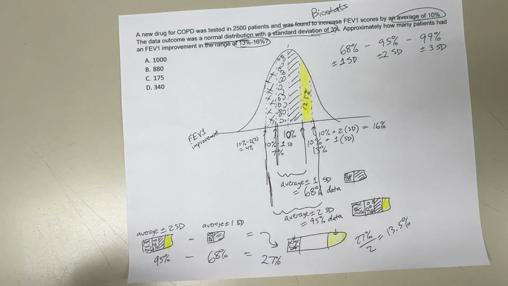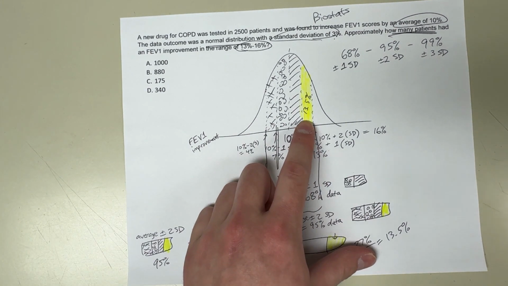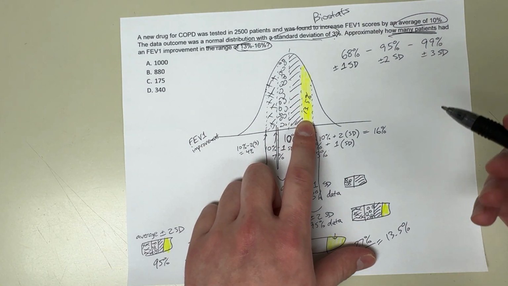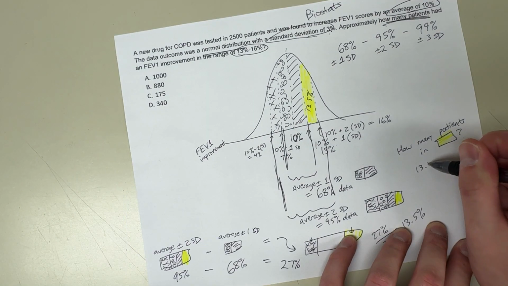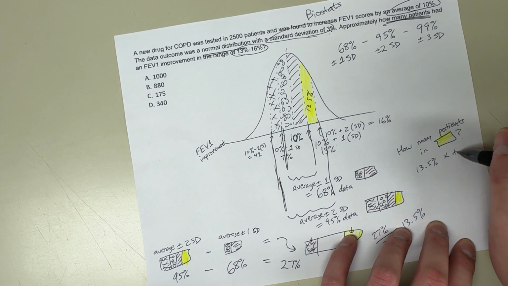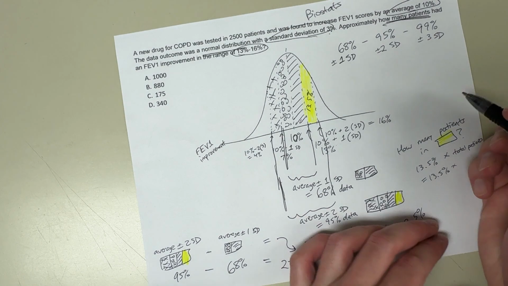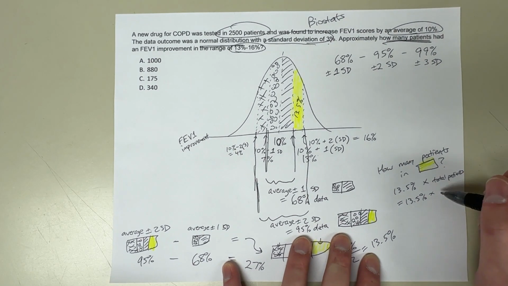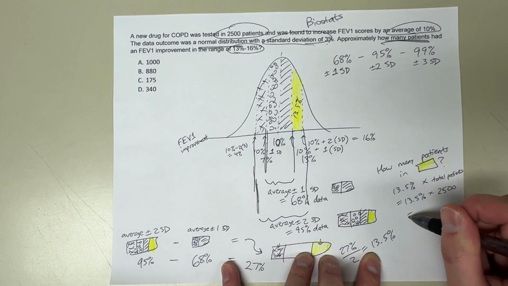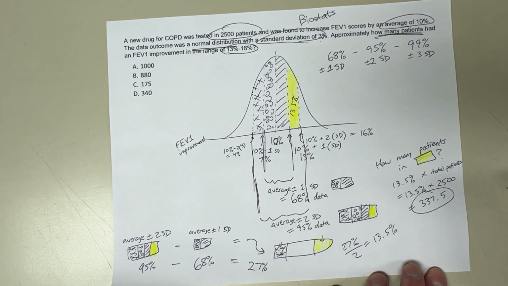But realize that that's not the final answer, because they're asking how many patients, and we have the amount of data, the amount of patients in this range. So all I have to do is just take 13.5% of my data, times the total number of patients. That equals 13.5% times 2,500 total patients, and that equals 337.5. And that's my final answer.